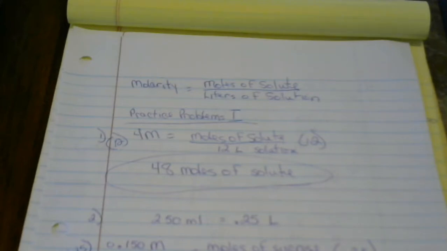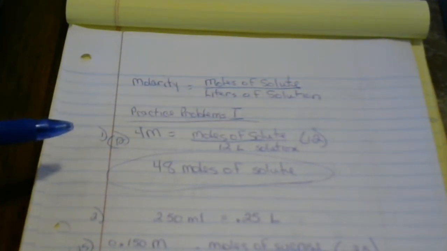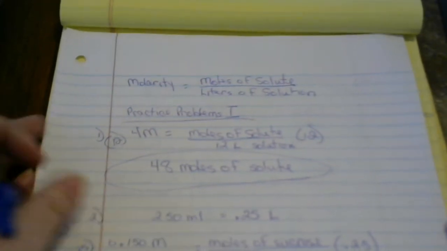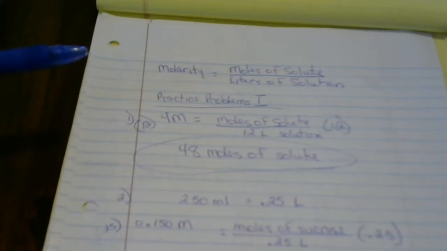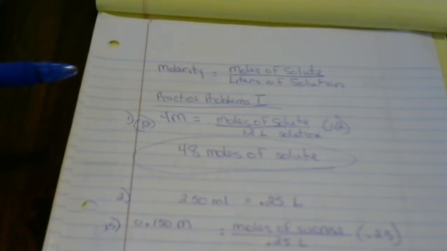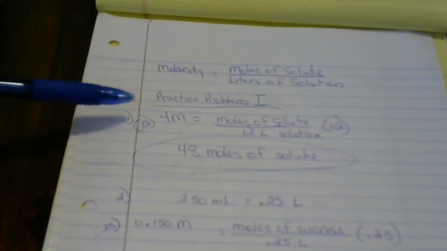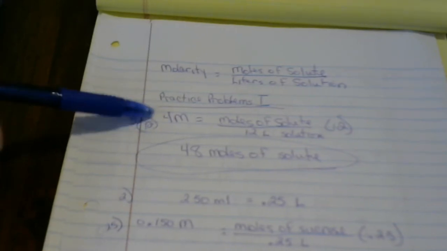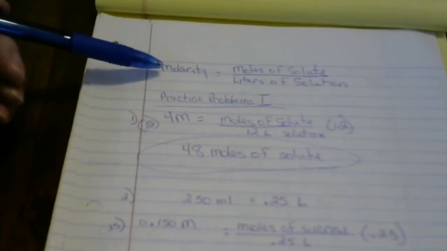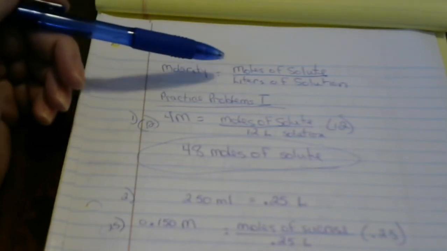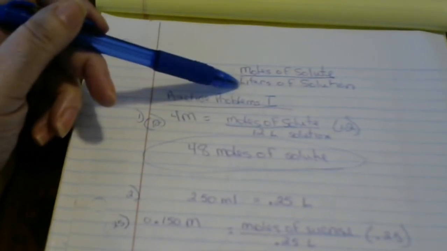Okay, so let's go through them. The first problem is to make a 4 molar solution. How many moles of solute would be needed if 12 liters of solution are required? Okay, so I have the equation set up right here, and the equation for molarity is the moles of solute over the liters of solution. Now you want to make sure that you have the units correct. Some of these have you making conversions, so be really careful with that.